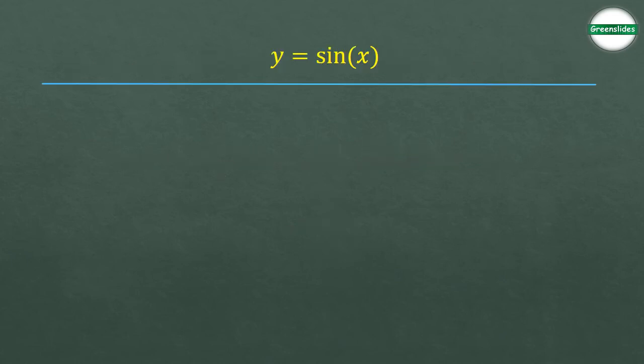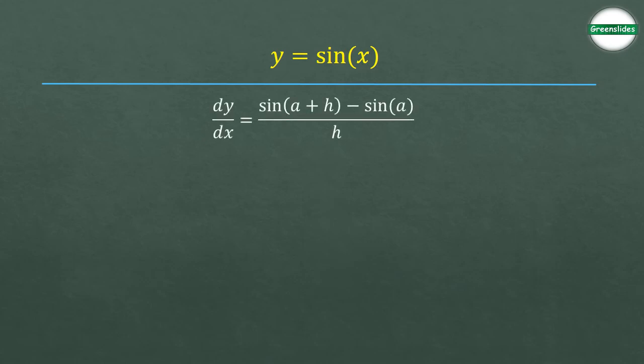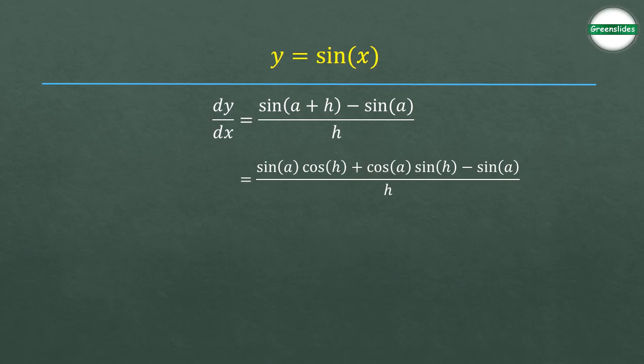Let's have another example. We have y is equal to sine x. We have to find dy by dx of sine x. So as I have already done all the process in the previous example, I am not going through every step. I'll write directly dy by dx is equal to (sine(a plus h) minus sine a) by h. You very well know the expansion of sine(a plus h). It is sine a cos h plus cos a sine h, right? And with that we get this expression.